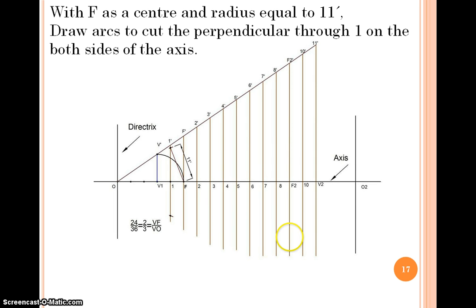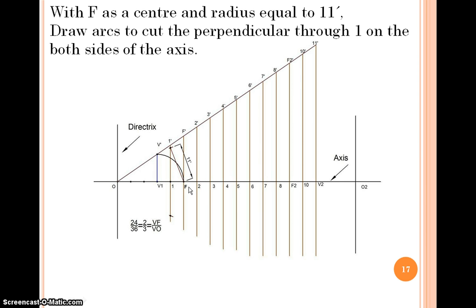After that, take a distance in your compass from 1 to 1 dash, keep it on F and mark one point on the 1 dash line. Look at here, take a distance equal to 1 to 1 dash, keep a point on F and mark on the 1 dash line on both sides of the axis. So you will get 2 points, one point here, another point here. Give names to those particular points.